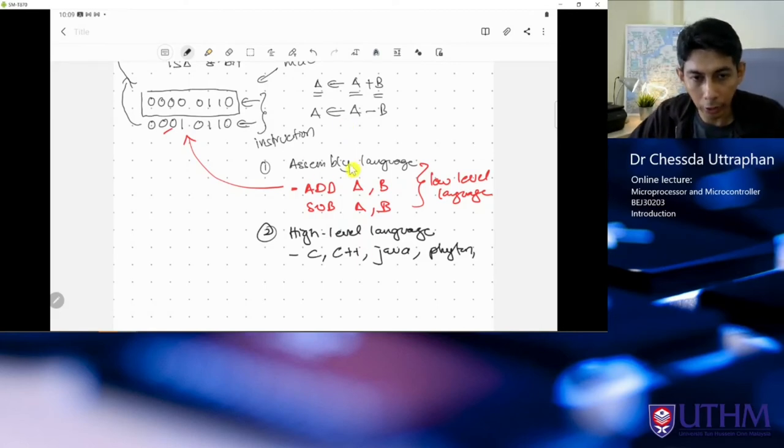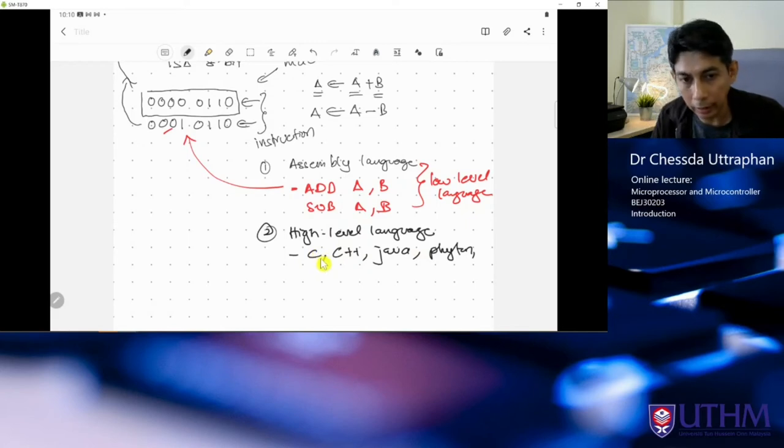And assembly language also, we have many types, depending on what microprocessor that we use. All right, for example, Intel has their own assembly language and it is unique to the microprocessor. The ARM has a unique assembly language. The AMD and Intel are pretty much the same actually, because the architecture is based on what we call the x86 architecture, and many others.